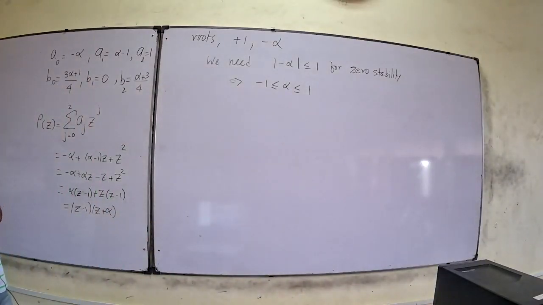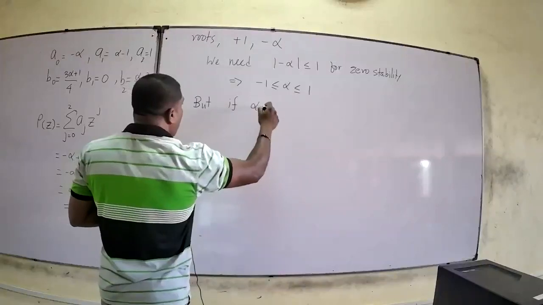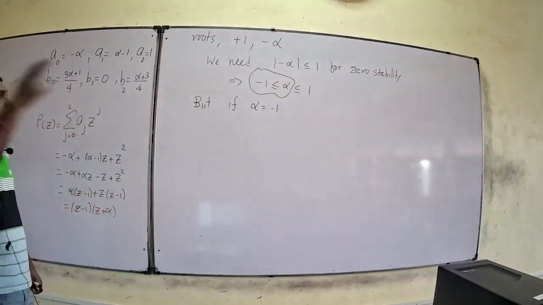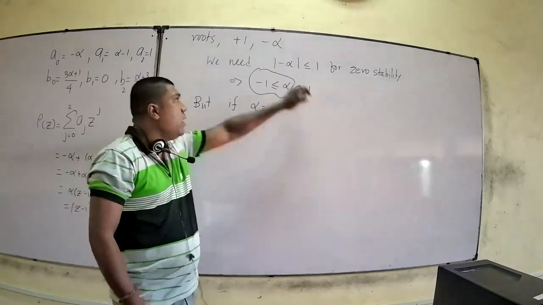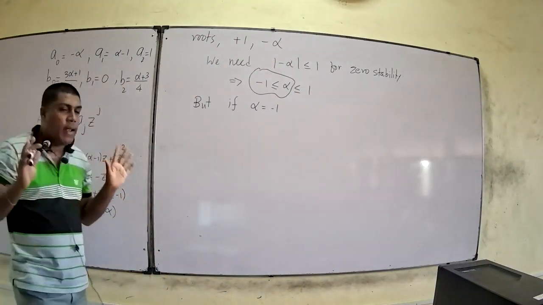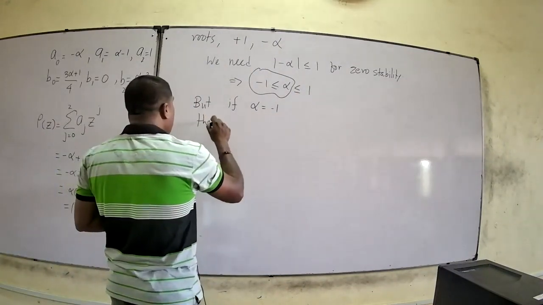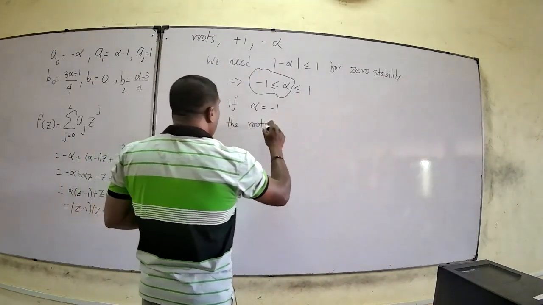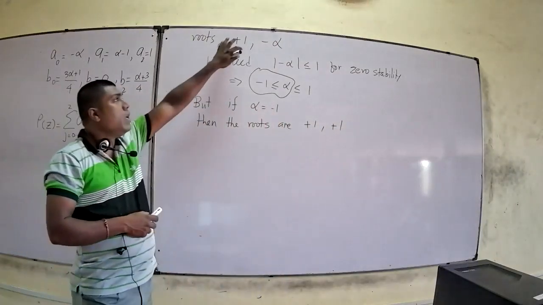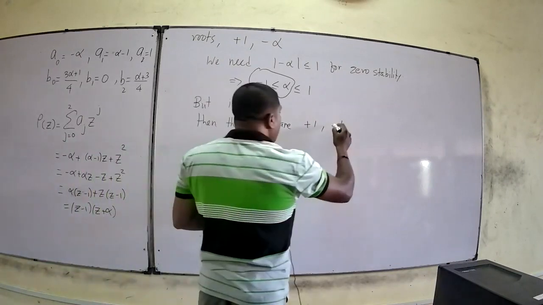But there is a problem. If you take alpha equal to plus 1, it is fine, because you have plus 1 and minus 1, two different roots, both with absolute value equal to 1. That is perfectly fine. But if alpha is equal to minus 1, then the roots of this first characteristic polynomial are going to be plus 1 and plus 1 again, right? So that is not possible.